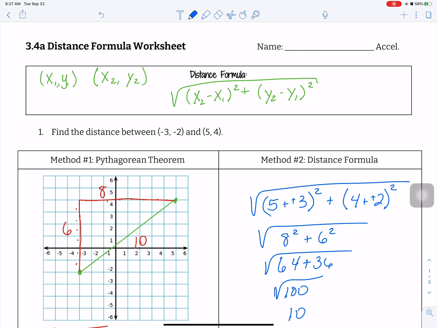And the formula, it is literally just putting in the numbers where they belong. So wherever you see an x2, that's going to be your second x value. x1 is your first x value. These are subtracted in here. So when they are a negative, subtracting a negative, it does make it a plus. And then just like the 2 legs, I square them and add them together. And then I take the square root at the very end.